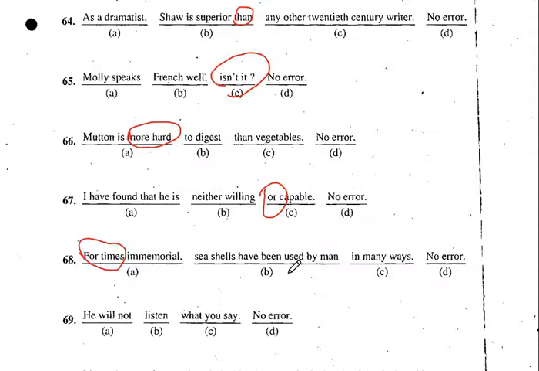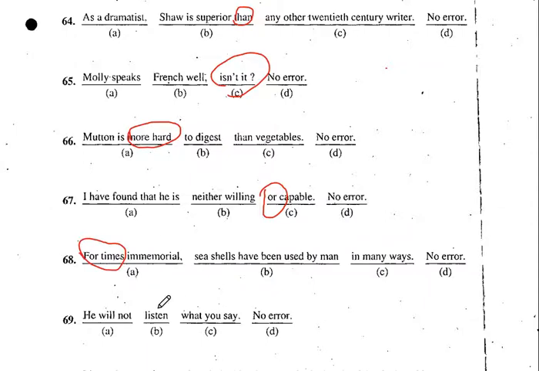Seashells have been used by man. That is also correct. So here it should be from time immemorial. Not times, from time immemorial. That is the idiom, that is the phrase. That phrase you should be able to remember. From time immemorial. You got it now? Let's move on to the next one.